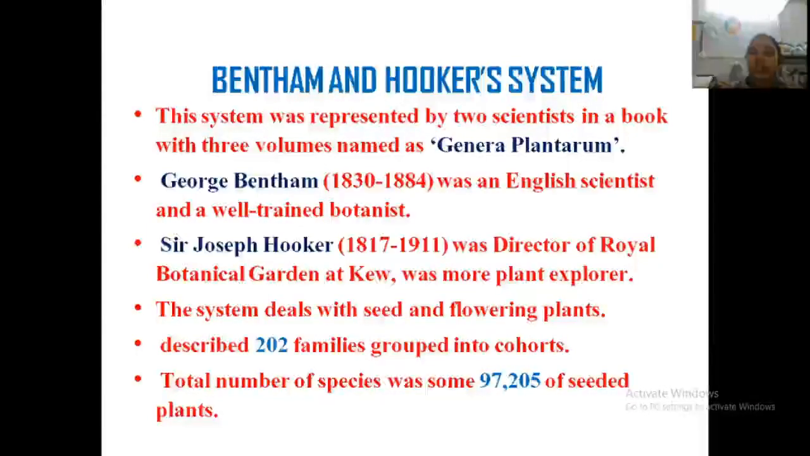George Bentham was an English botanist, and Joseph Hooker, also an English botanist, worked as a director of Royal Botanical Gardens, Kew. This system of classification mainly deals with seed plants, that is gymnosperms and flowering plants. They described 202 families grouped into cohorts and orders. Their system included about 97,000 seeded plants. That's about the introduction of the Bentham and Hooker system of classification.